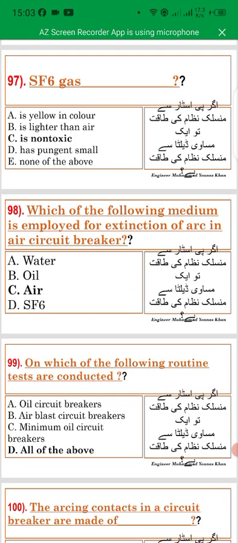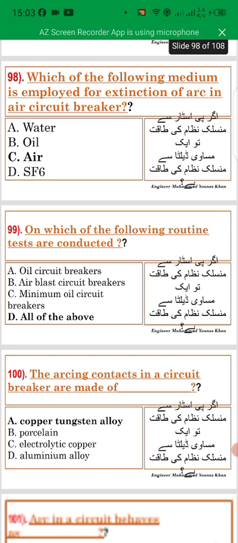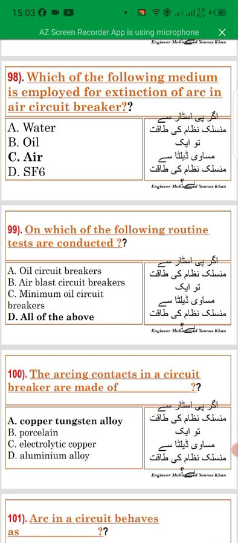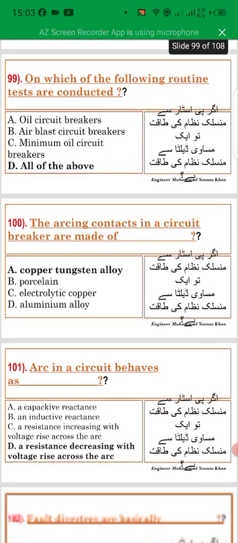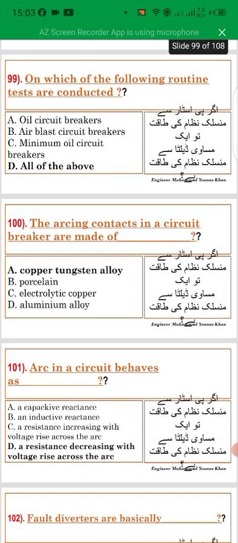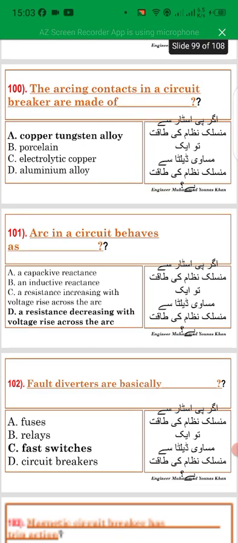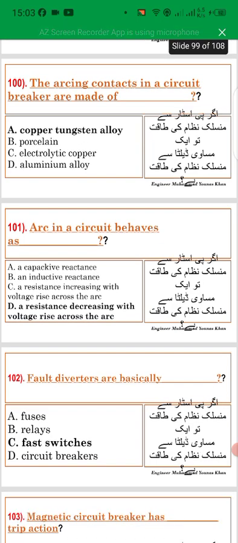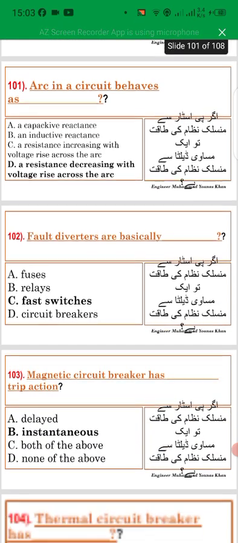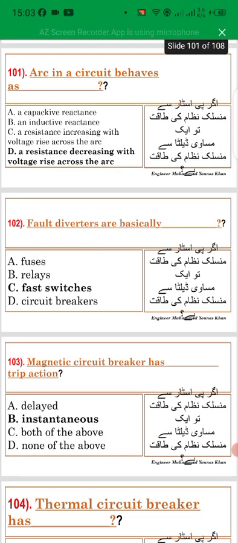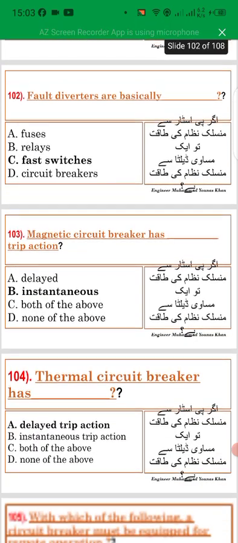SF6 gas is non-toxic. Which of the following mediums is employed for extinction of arc in the air circuit breaker? On which of the following are routine tests conducted? Oil circuit breaker, air blast circuit breaker, minimum oil circuit breaker. The arcing contacts in a circuit breaker are made of copper tungsten alloy. Arc in a circuit behaves as a resistance decreasing with voltage rise across the arc.